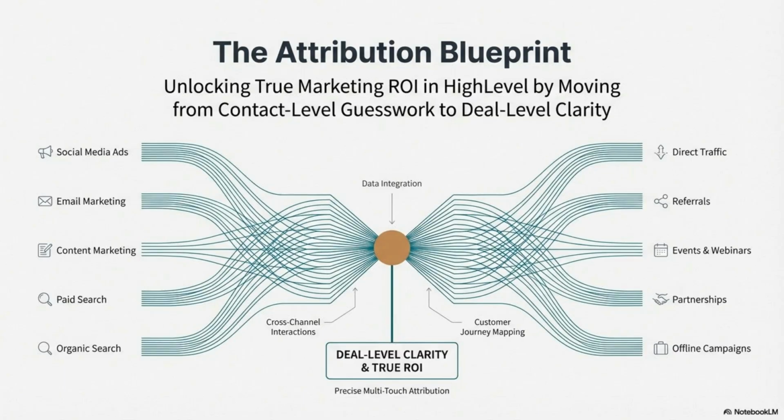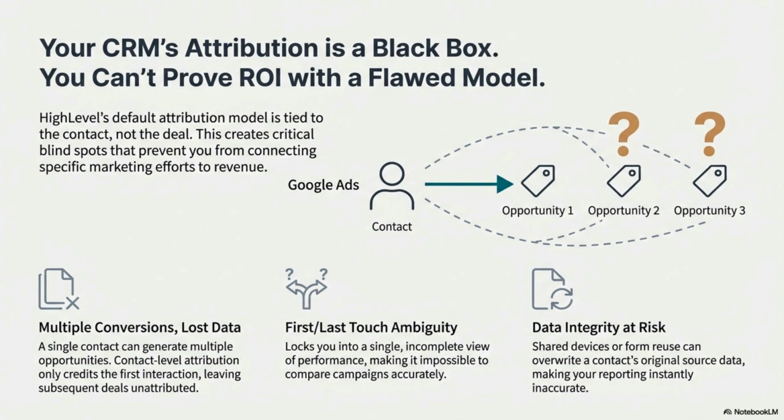and real ROI. HighLevel's default attribution system ties everything to the contact, not the actual deal. That means if one person submits 3 new opportunities, only the very first interaction ever gets credit, and everything after that becomes a black box. This creates 3 major problems.